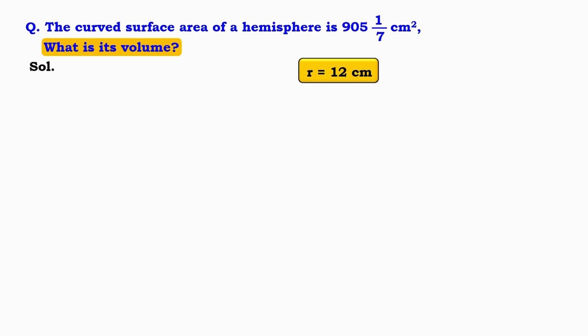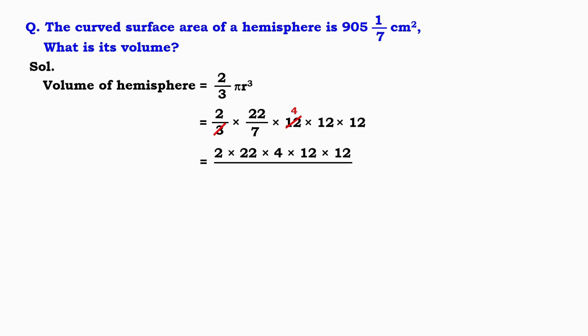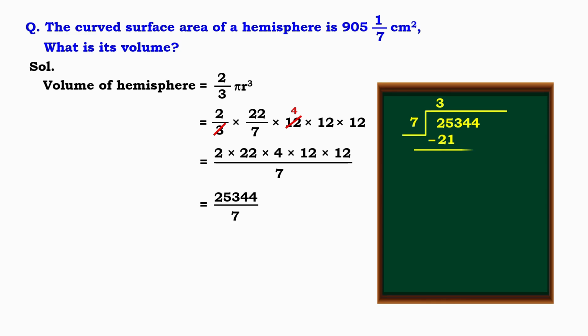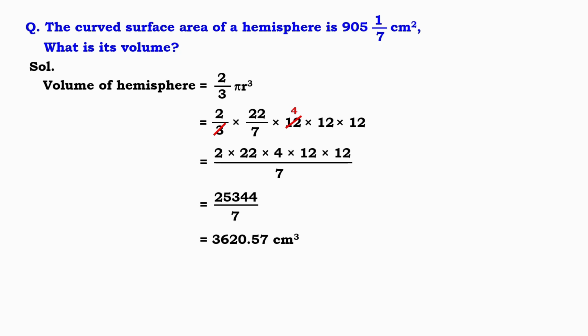Okay, so the volume will be 2 by 3 pi r cube. So 2 by 3 into pi into r cube. Let's take the value. Okay, now cut this. So we are getting, now do the division. So I think this is self-explanatory. I don't need to explain how we are doing the division. Okay, it is coming around 3620.57 centimeter cube. So this is the approximate value because it keeps on going. So this is the volume of the hemisphere.